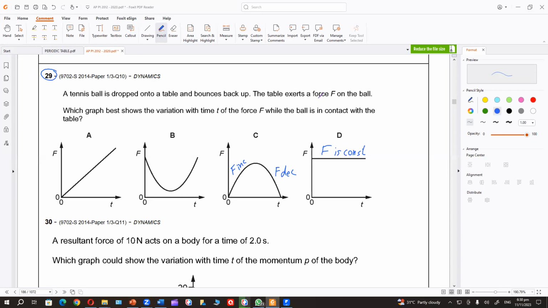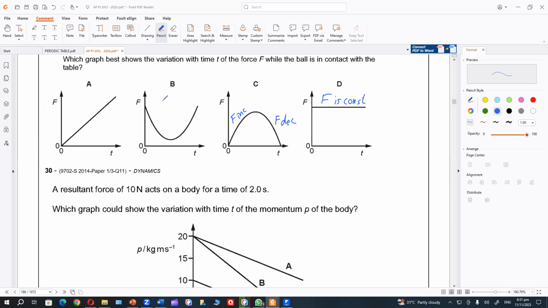So in every collision, like two vehicles colliding, or you hit a ball, you can check it yourself that when the contact starts, the force will increase. But when the ball begins to move, the contact drops and the force will decrease.